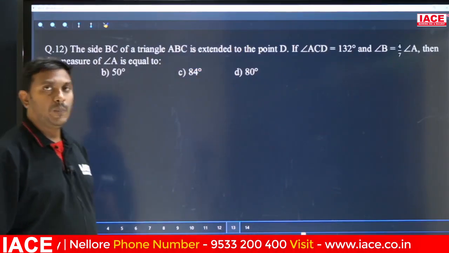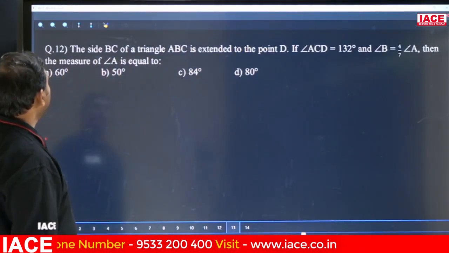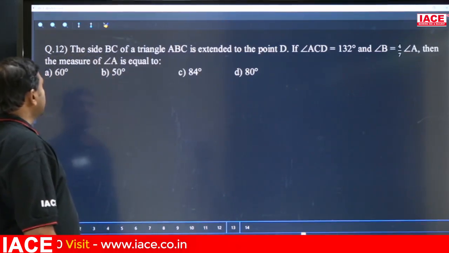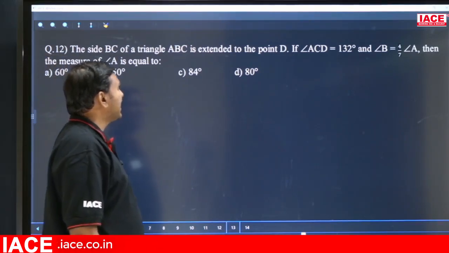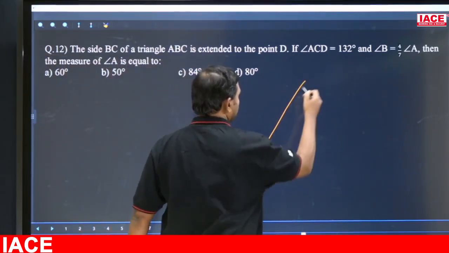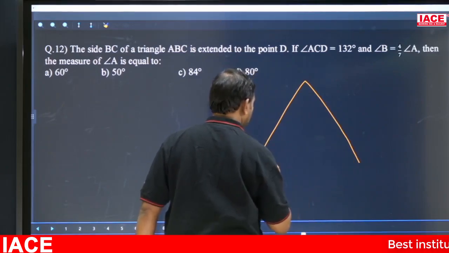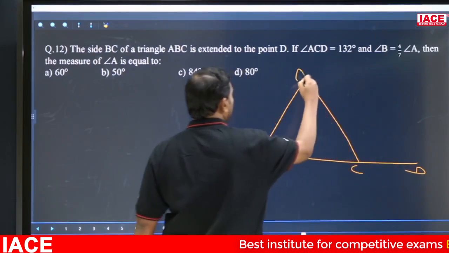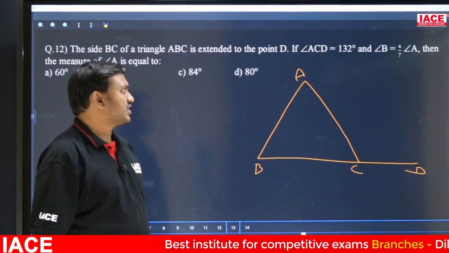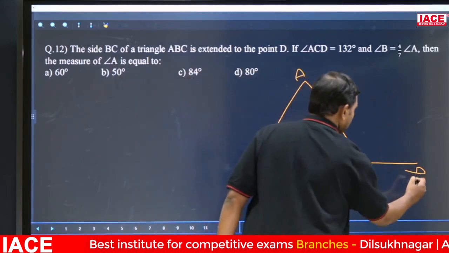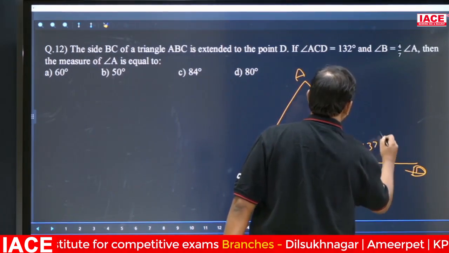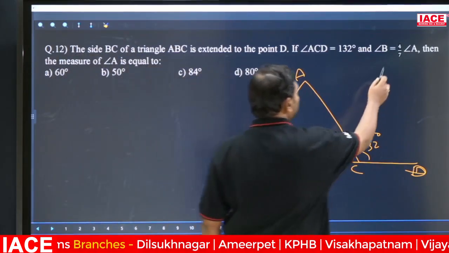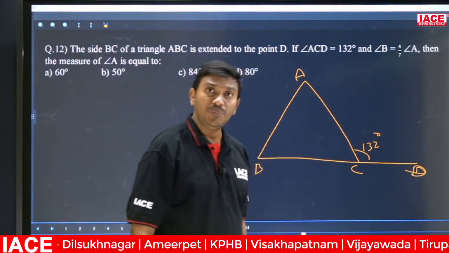Next one, question number 12. See, again a geometry question related to triangle, right? The side BC of triangle ABC is extended to D. In triangle ABC, BC is extended to D. Angle ACD is given as 132. Angle B is equal to 4 by 7 times of angle A.